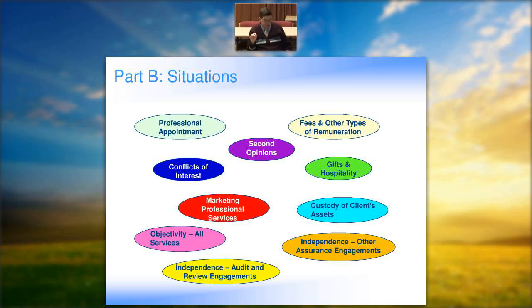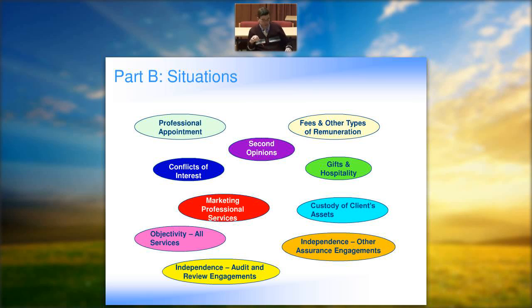There are specific rules about professional appointments, about conflicts of interest, about marketing professional services, about objectivity in relation to all services, about independence in relation to audit and review engagements, about second opinions, about fees and other types of remuneration, about gifts and hospitality, about the custody of clients' assets, and about independence in non-audit engagements. And again, not all of these are relevant for the particular question I'm looking at today, but any of them could come up in the exam, and before you go into the exam, make sure that you know at least a bit about the specific rules in relation to each of these.